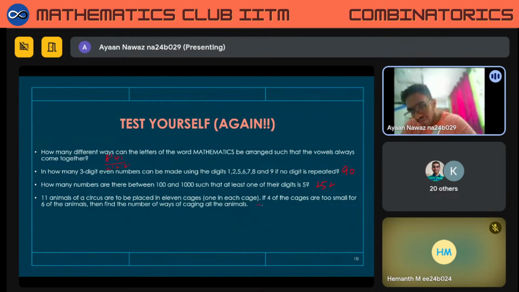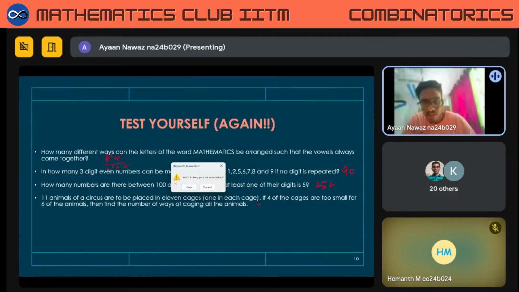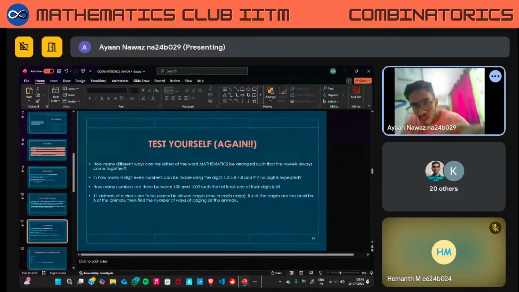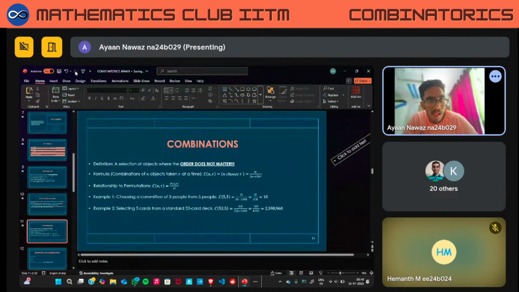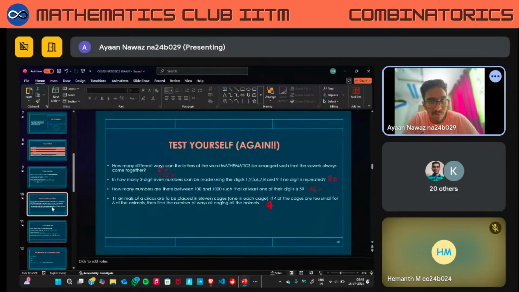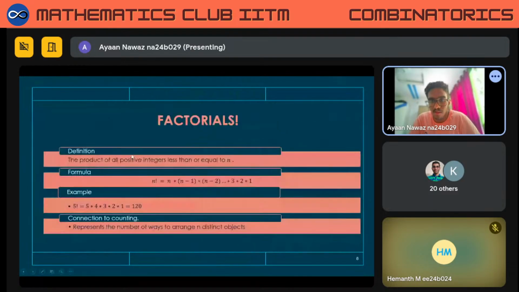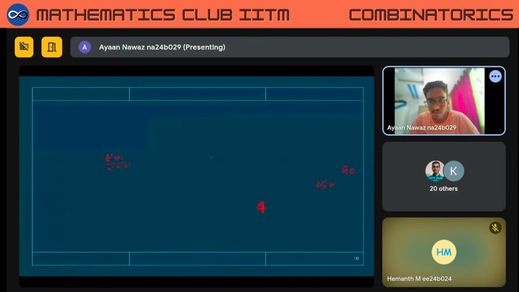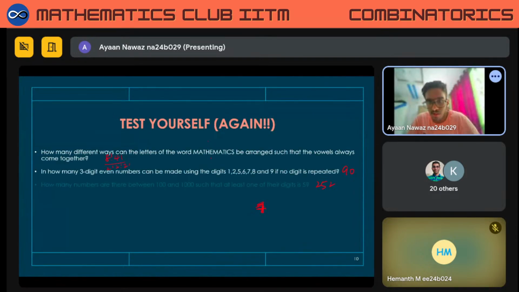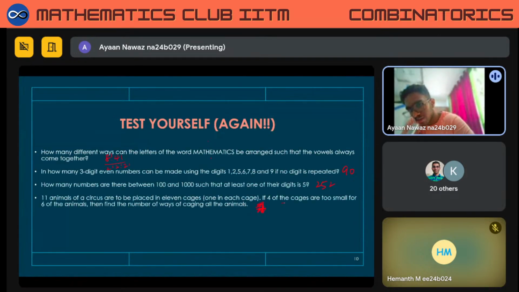So it's 7. This is 7 factorial into 5 factorial. Anyone who got this, that is the right answer.